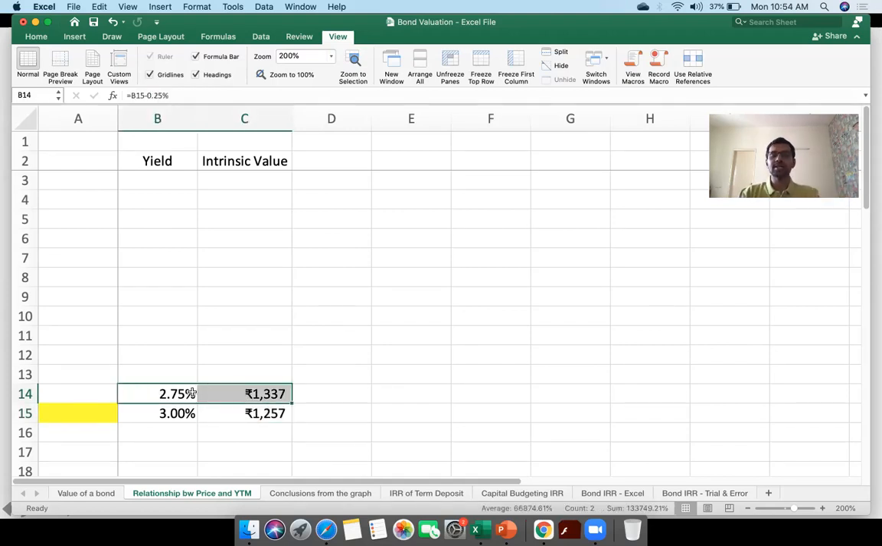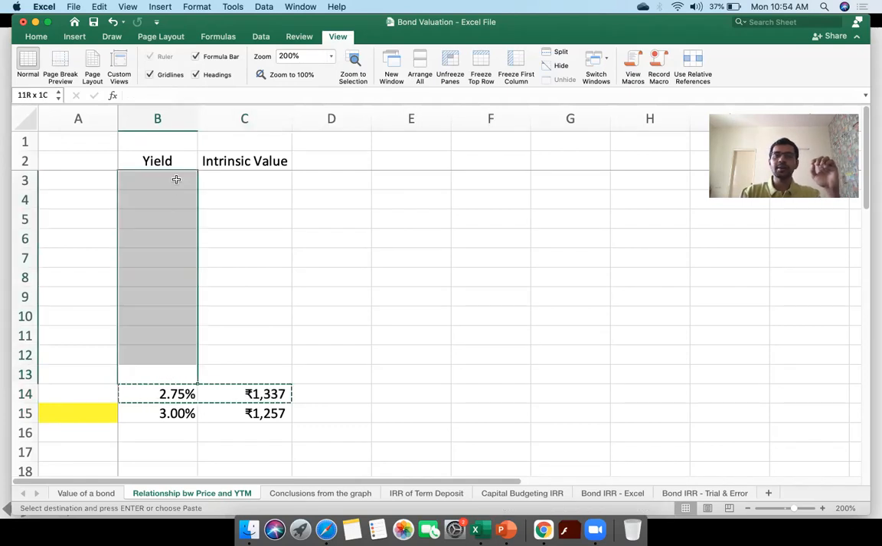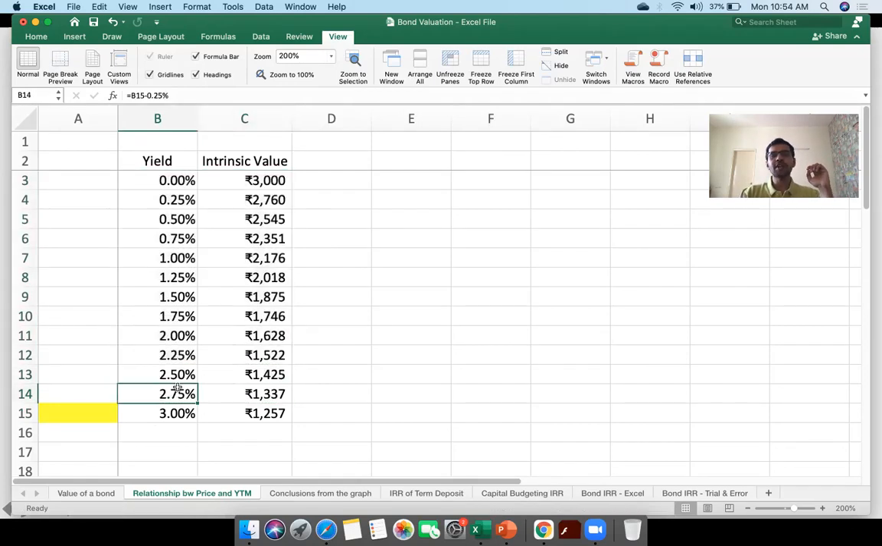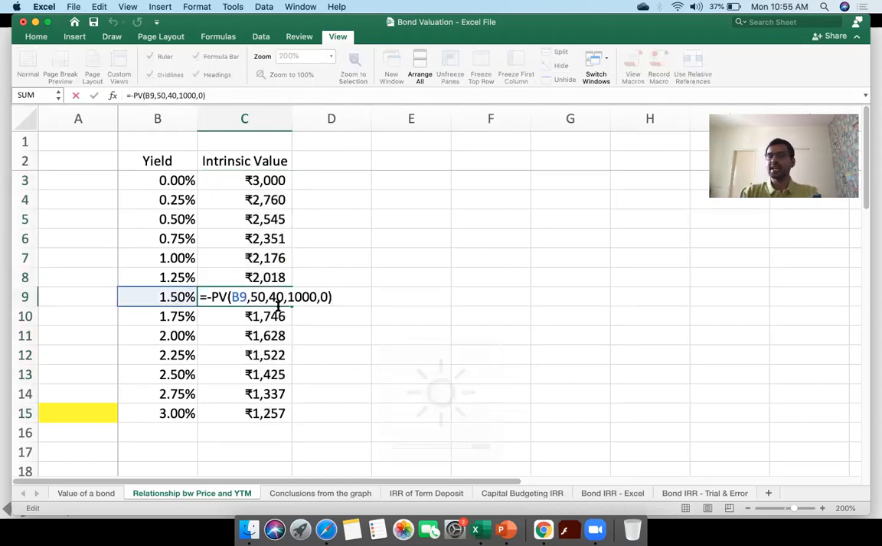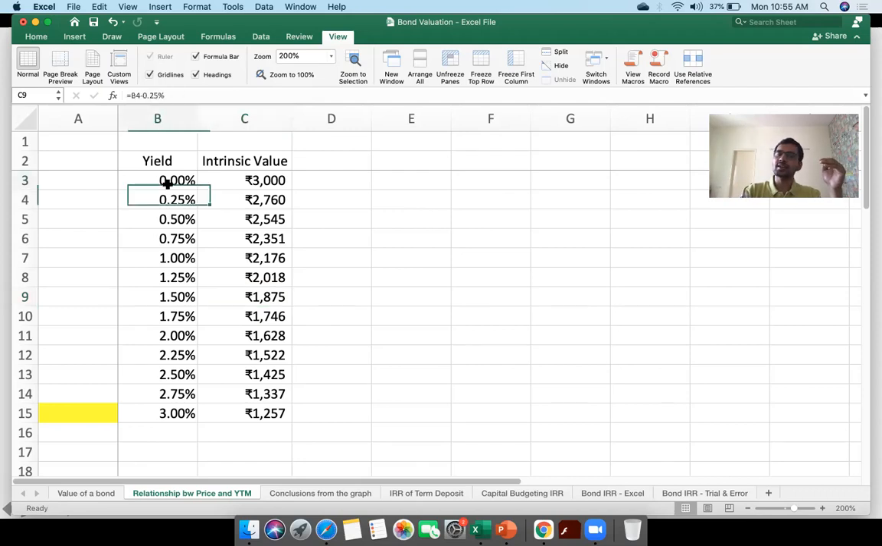Now I'm just going to copy this formula and paste it. So I've kept decreasing yields by 0.25%, from 2.25 to 2 to 1.75 to 1.5 and so on, and I've calculated price at different levels. If you notice, the only thing that is changing in the formula is the yield. Everything else in all these formulas is the same. So I've kept 3 out of 4 inputs constant. The only input I've kept changing is the yield.